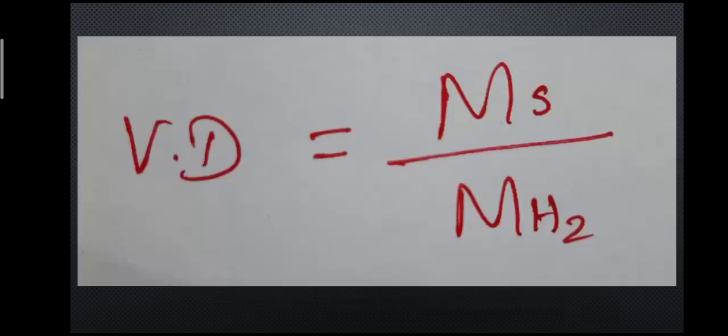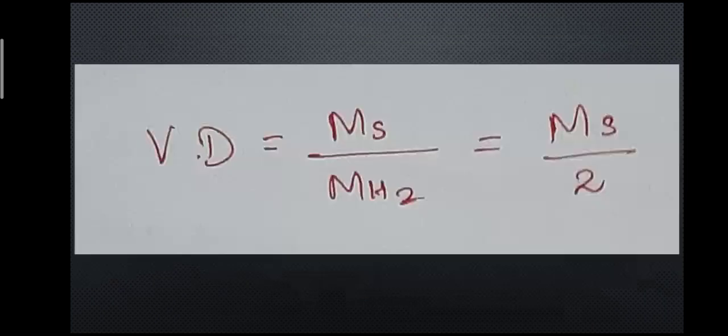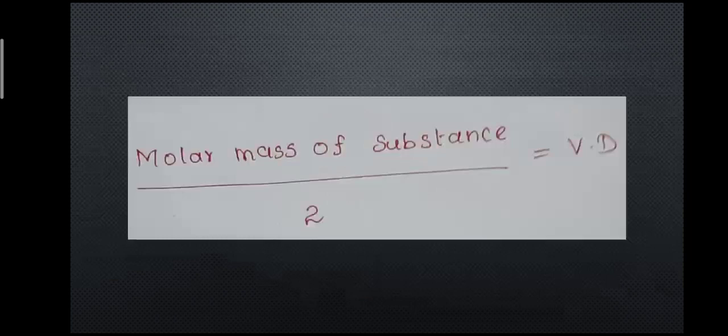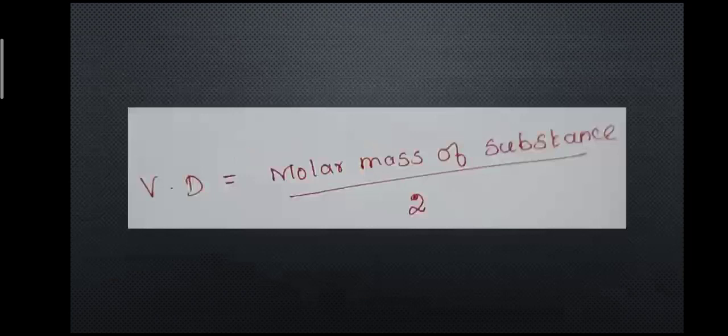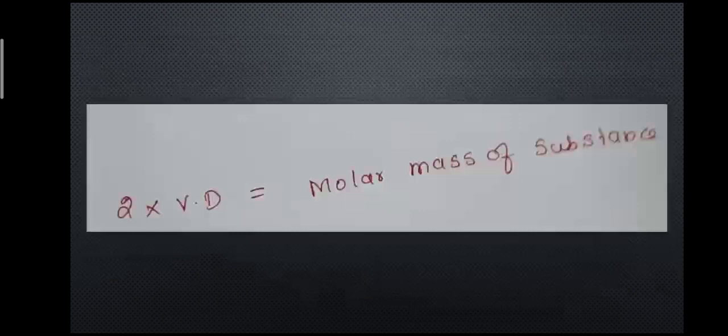Now vapor density is equal to molecular mass of substance divided by molecular mass of hydrogen. We know that the molecular mass of hydrogen is 2. So molecular mass of substance divided by 2 is nothing but vapor density. So vapor density is equal to molar mass of substance divided by 2. Or else if we cross multiply, we get 2 into vapor density is equal to molar mass of substance, right?